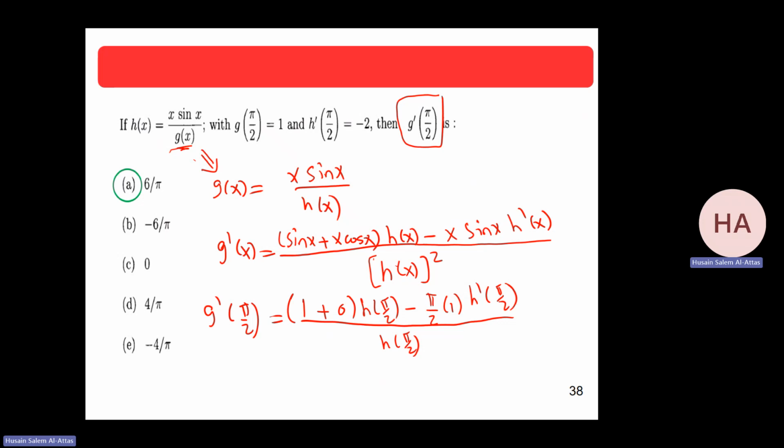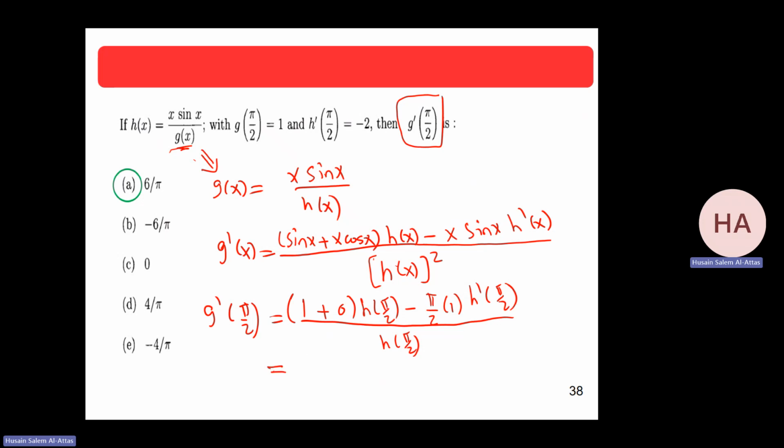What is wrong? I have g of x. Yeah, it will be x sine x over h of x. You have sine x plus x cosine x times h of x minus x sine x times h prime of x over h of x all square. Correct. Now let me do the calculation. Let me continue. I don't need g at pi over 2. I don't have h at pi over 2. Oh, okay. Let me continue. See what will happen. I'm missing some. Okay, hopefully it will work.